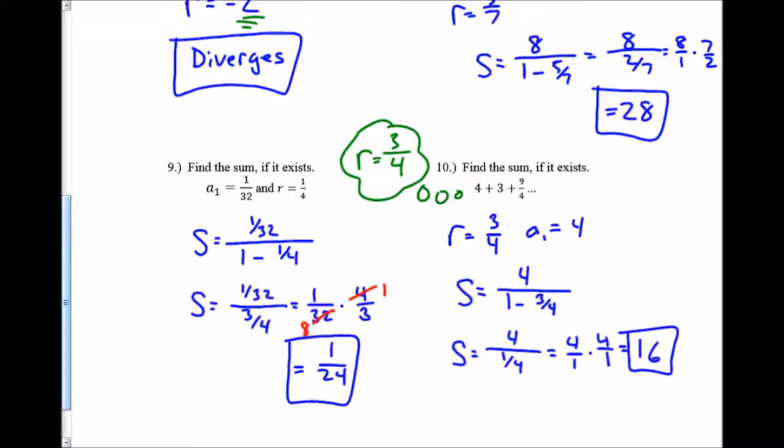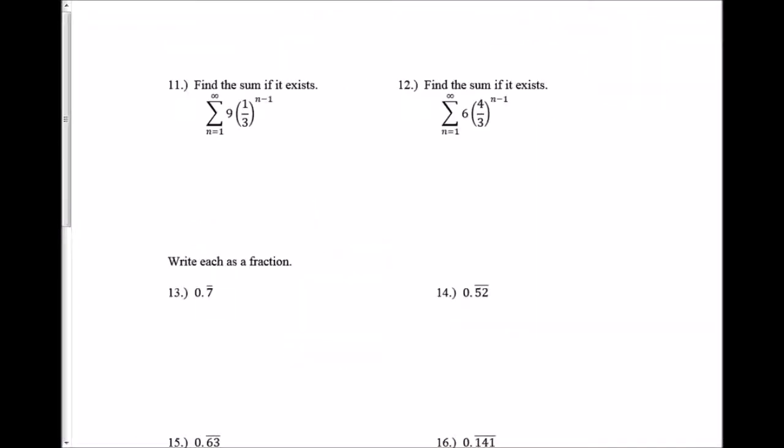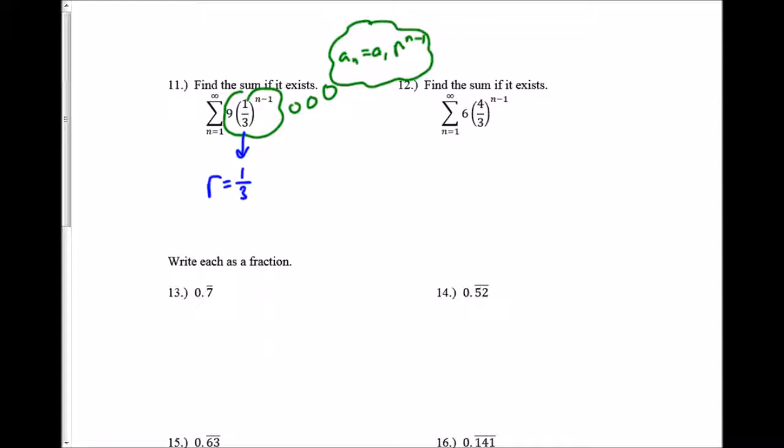I apply the same thing to this next one, except this one's just written in my sigma or my summation notation. But when I look at this entire equation, it is in the format of my formula A sub n equals A sub 1 times R to the n minus 1. And so just looking at this right away, I can identify the R value as being 1/3. So my R value this time is 1/3. The A sub 1 I can identify right here as being the 9. And then I ask myself that same question, does the R value fall in the acceptable range? It does, so I can find the sum of this one.